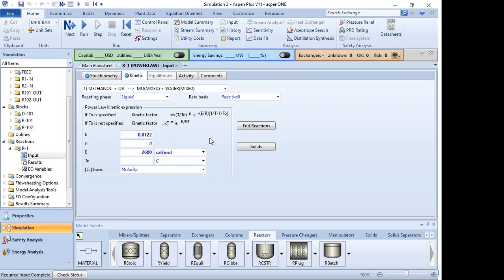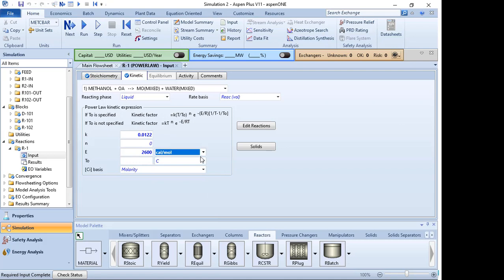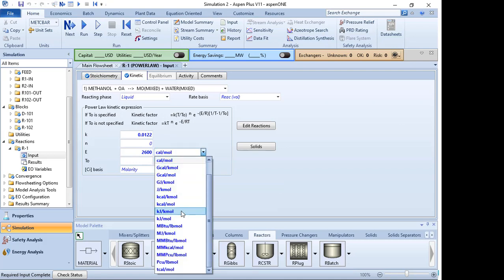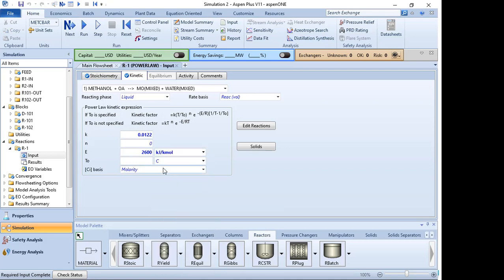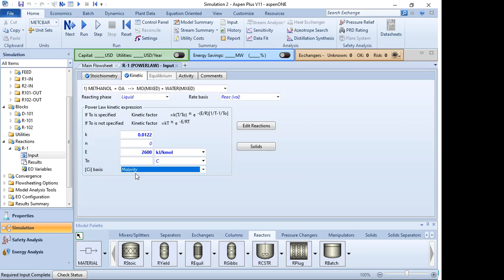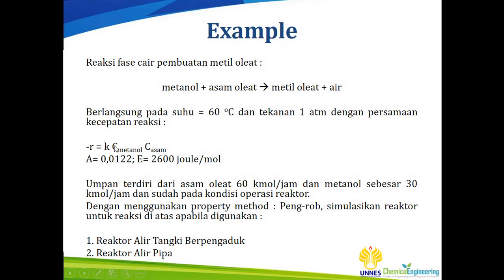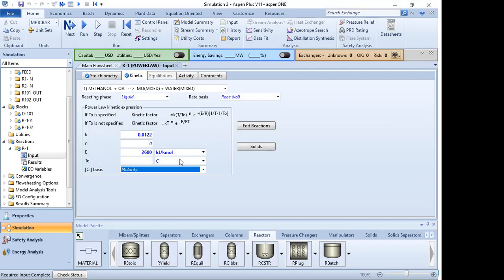2600 joule per mole, or kilojoule per kilomole. It is the same. And make sure that the basis is molarity. Yeah, the basis is molarity. It might be different. It will depend on the kinetic reaction equation. In here, the equation is C. C means that this one is the concentration, and the concentration is molarity.